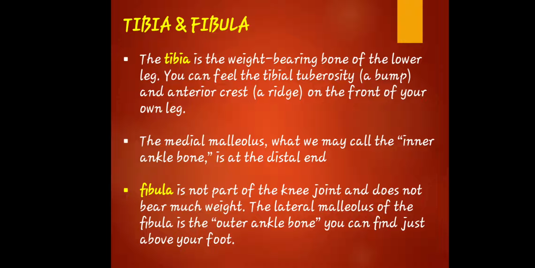The fibula itself is not part of the knee joint and does not bear much weight. The lateral malleolus of the fibula is the outer ankle bone, which you can find just above your foot. The differences between the fibula and tibia: they are the two long bones, right, located in our lower leg. But the tibia is a larger bone on the inside, while the fibula is a smaller bone on the outside. So that is the difference between tibia and fibula.